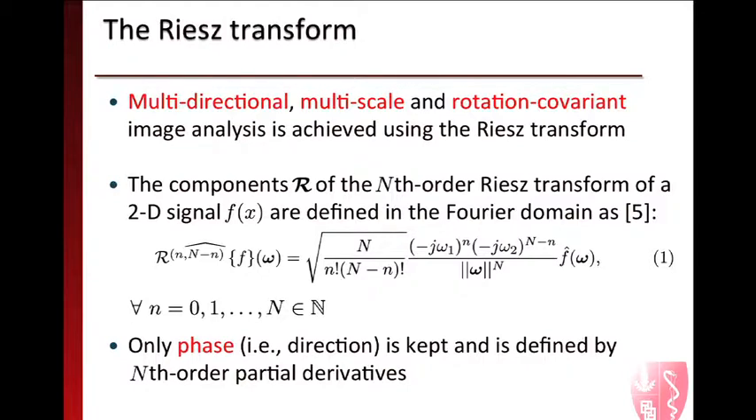This provides directional derivatives, so we have a directional derivative along the x and y axis. And these derivatives are somewhat cancelled by the division by omega here in the denominator. So what remains in the end is only a characterization of the phase. In 2D, it's the direction. And those directions are defined by the combination of these two derivatives here.